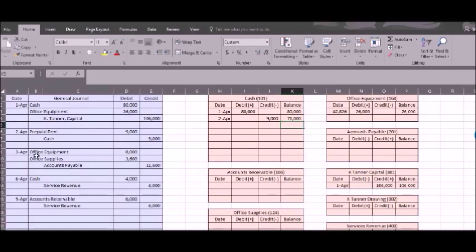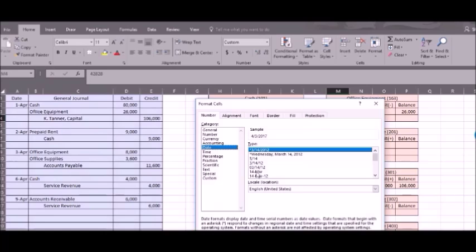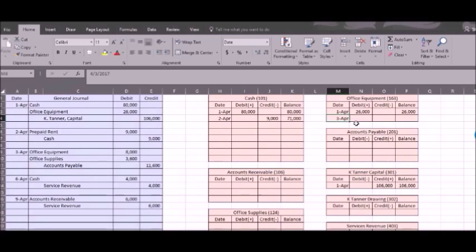Okay, now April 3rd. Office equipment, $8,000 debit. So I come up here. Oh, that's another one where the date's goofed up. There we go. This will probably be the same way. 4, 3. So what that's doing is just a formatting thing, right? If I go up here and make it a date, and I select that 2-digit month or 2-digit day and a 3-digit month, it fixes it for me.